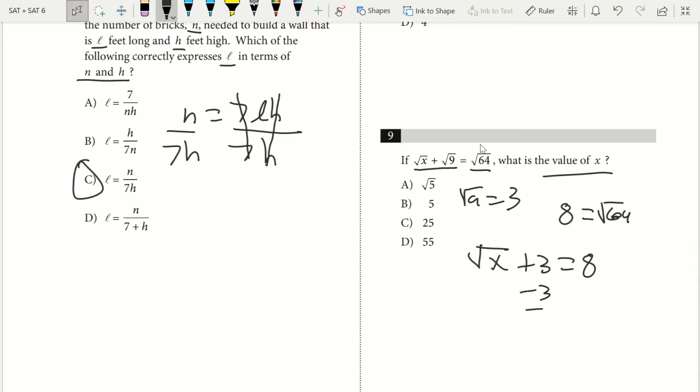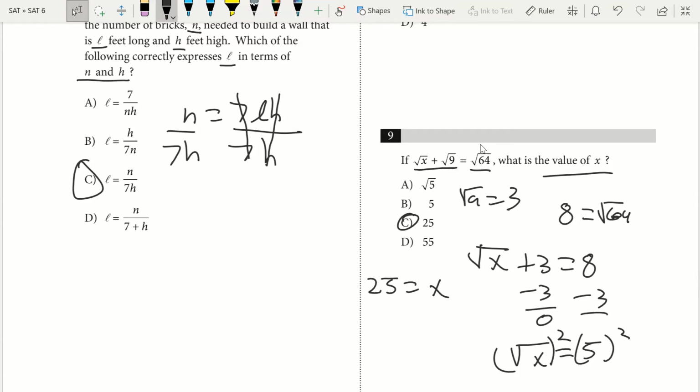Now I can subtract 3 from each side to isolate my root x. 8 minus 3 gives me 5, so I have 5 equals the square root of x. I'll go ahead and square each side, and I will get 5 squared, which is 25, equals x. And I'm asked for the value of x. We always want to double check what we're asked to answer with. So my answer will be C.